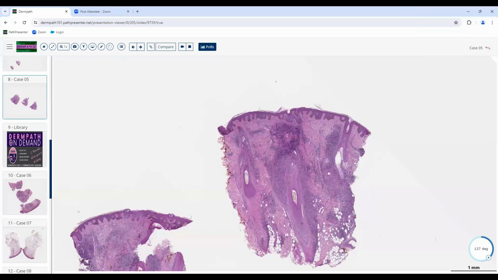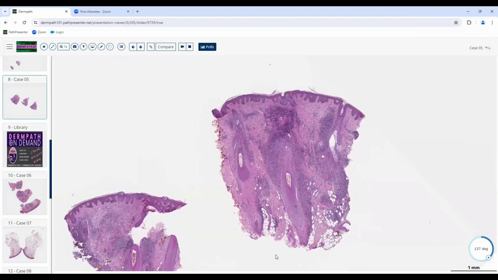So that's good. In terms of the pattern, it looks inflammatory to me. At low power, I see a superficial perivascular inflammation. I also see periacne inflammation. I see a lot of inflammation around the hair follicles and also some inflammation in the periacrine glands.